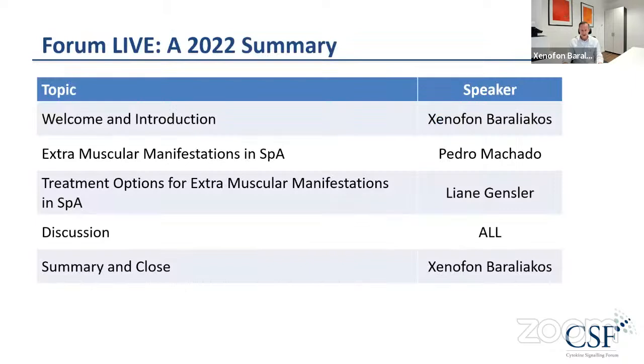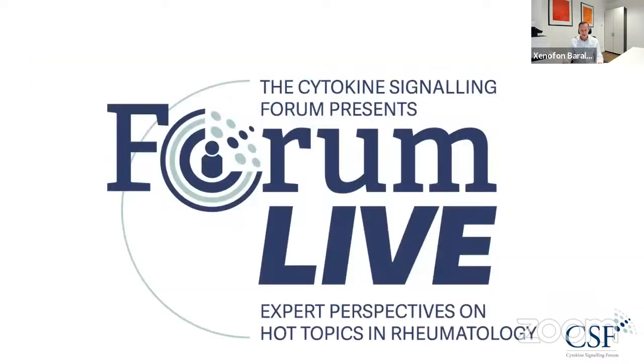Here is the summary of today's agenda. We will start with the extramusculoskeletal manifestations of spondyloarthritis with Pedro Machado. Thereafter, we will go into the treatment options that we have for these manifestations. As you see, we have tried to put together a program that covers every important aspect of the clinical manifestations and the clinical management of these manifestations of spondyloarthritis. And thereafter, we will have a discussion.